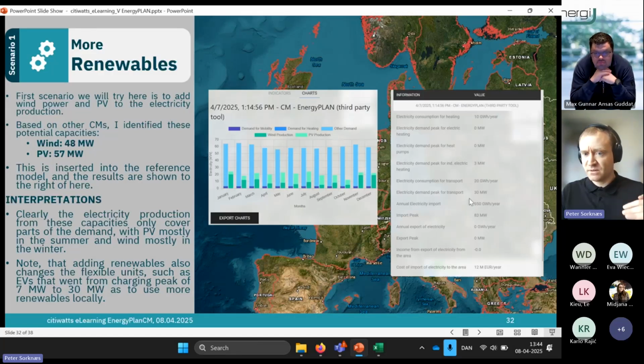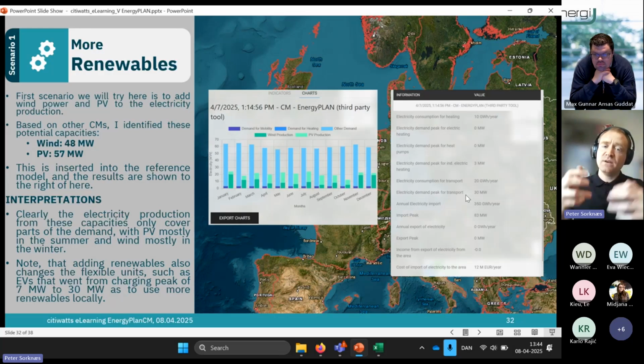Now I said it was 7 for charging transport before. Now you can see here on the right, it's 30 megawatt. And the reason it increased was we added PV and we added wind power. Now instead of trying to export this, the tool will try to move that consumption to hours with a lot of production, so that we export as little as possible and use locally as much as possible. So that's why you see this increase in capacity.